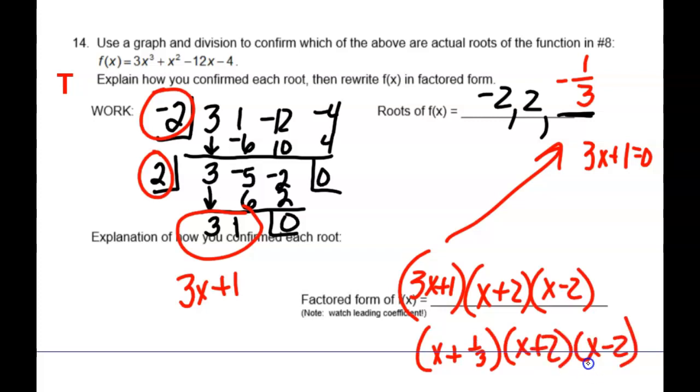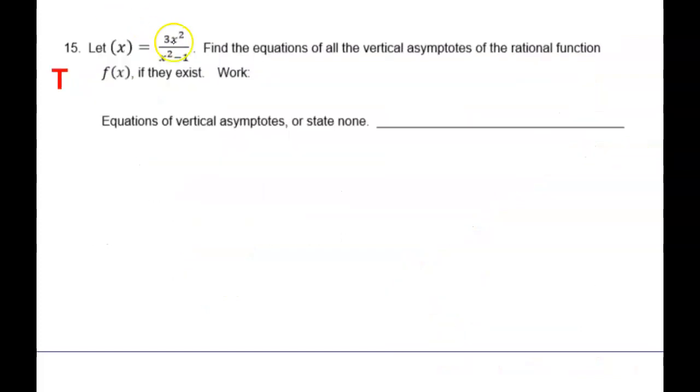Okay? Be very careful, because this doesn't have the right leading coefficient. Do you see it's got to be a 3? You could put it out here like that. That would be okay. Okay? But it's got to have that 3 as a leading coefficient, or you won't get full credit.